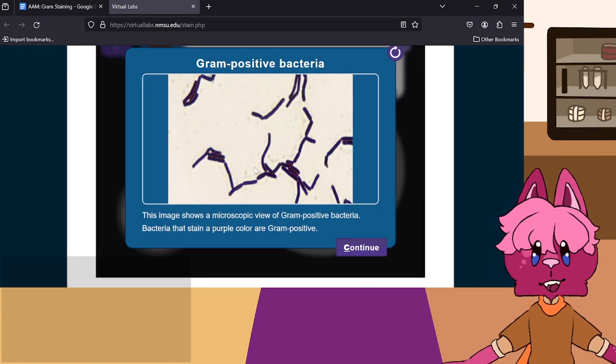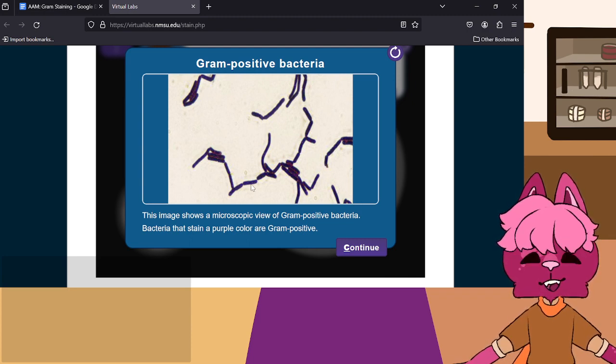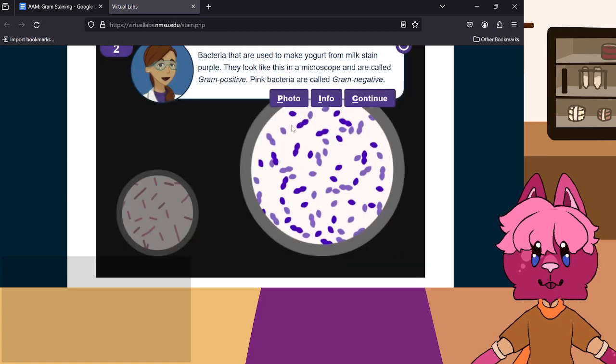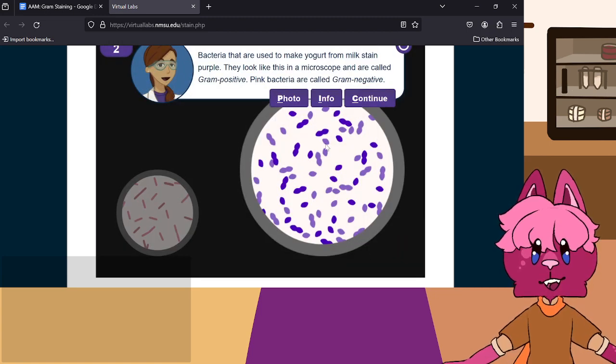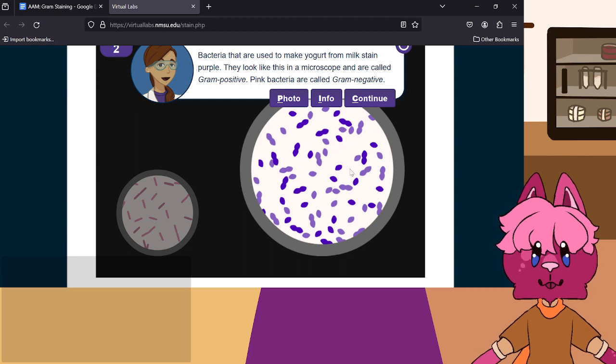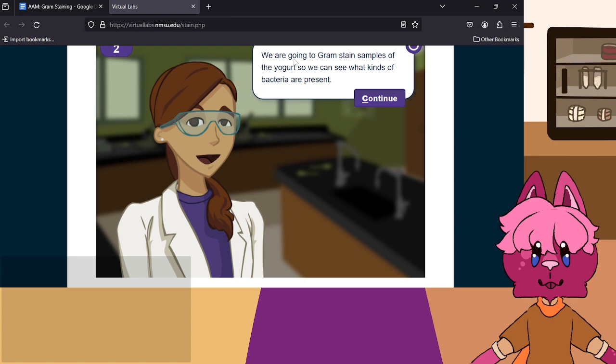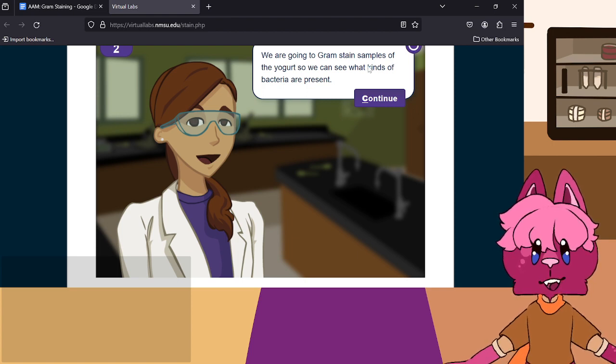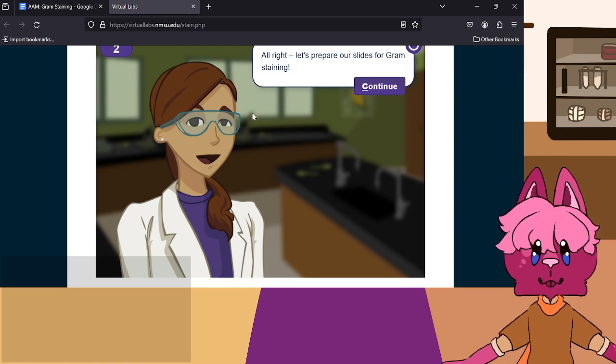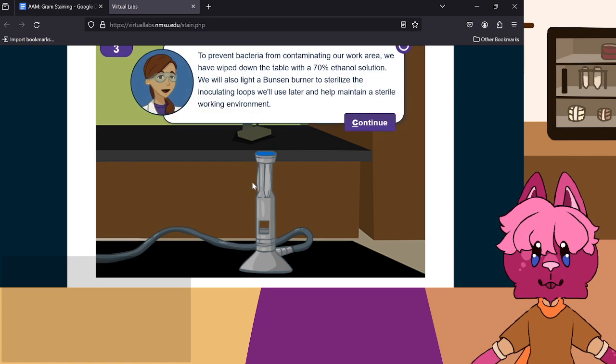And here's a photo that does not show what we just saw. These show gram positive, and it looks like they're bacillus. This could just be a really bad rendition of bacillus-shaped bacteria, but it does look more like cocci than bacillus. All right. We're going to gram stain samples of yogurt so that we can see what kind of bacteria are present. All right, let's prepare our slides for gram staining.